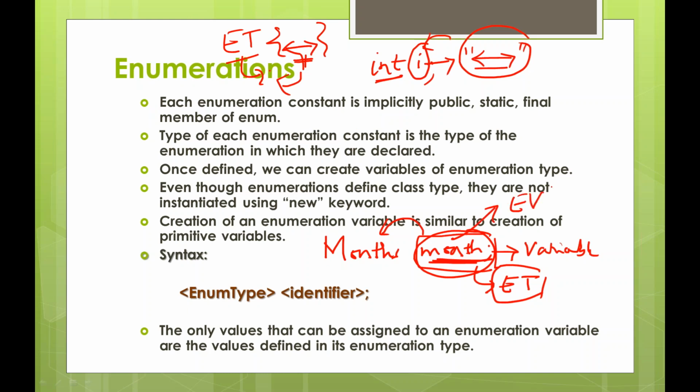So what are the values that we can assign to month? Here we can assign only one value at a time. From January to December, we can assign any constant to this particular variable.